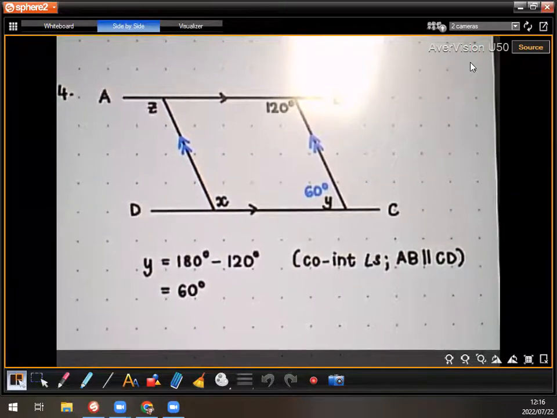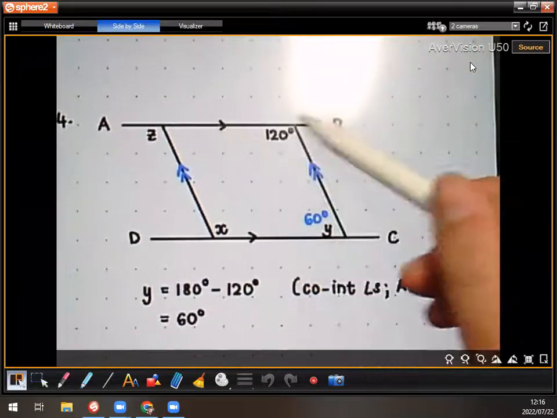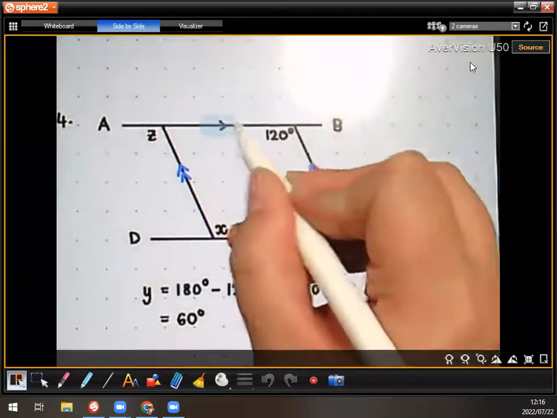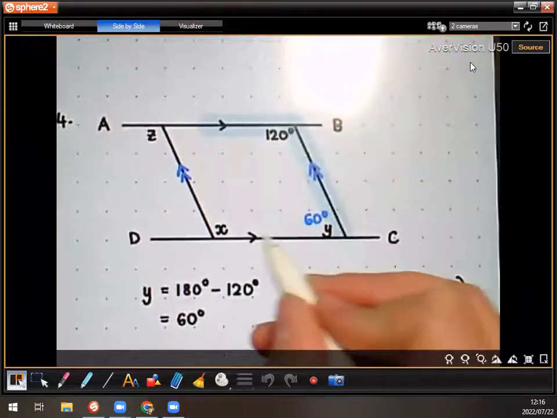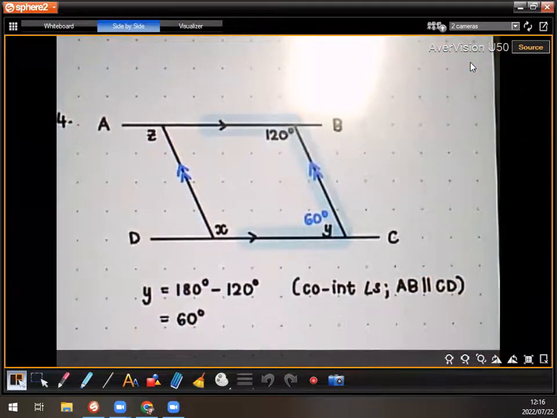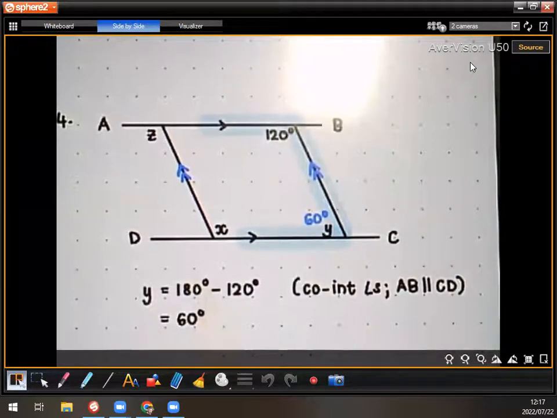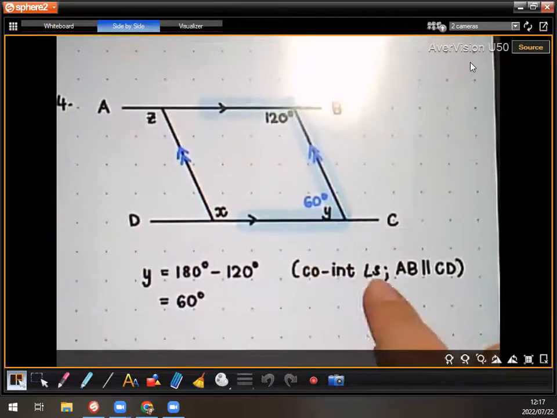Y was the only one that you could actually do, given the information here. Do we notice this C shape? You see that C shape there? Yes, no? Are we awake? There we go, we have that C shape there, right? So Y and 120 are co-interior angles, meaning they must add up to 180. So to get Y, you can just say 180 minus 120, which is 60 degrees. You can also just write Y equals 60 straight away. Okay, that's fine. Your reason is co-interior angles.